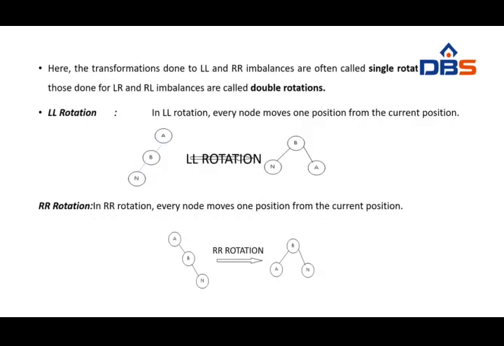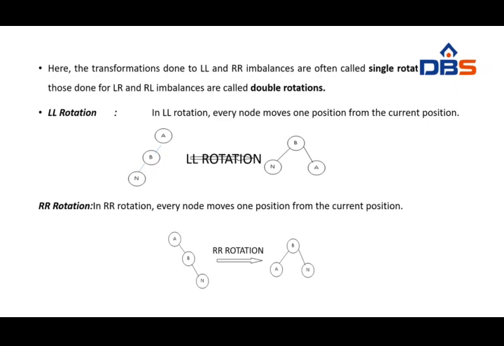Here the transformations done for LL and RR imbalances are often called single rotations. Those done for LR and RL imbalances are called double rotations. So LL and RR are called single rotations, and LR and RL are called double rotations.